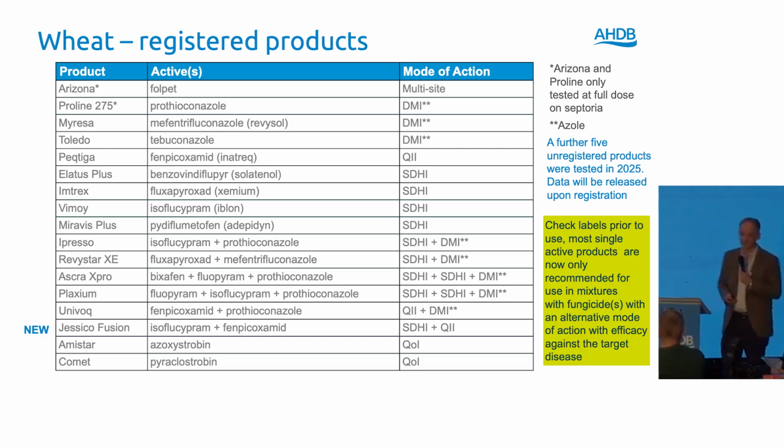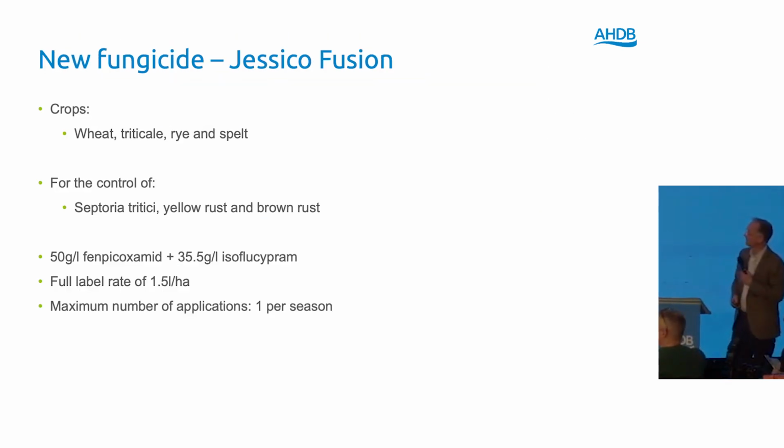Jessico Fusion, we've been testing now for 2 years, and that was registered a few weeks ago. So we will be sharing some information on that. That's actually a mixture. I'll come on to what it is now. Jessico Fusion is a fungicide that's registered for use in wheat, triticale, rye, and spelt, for the control of septoria, yellow rust, and brown rust.